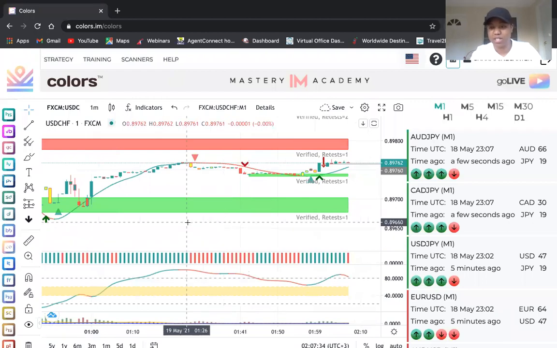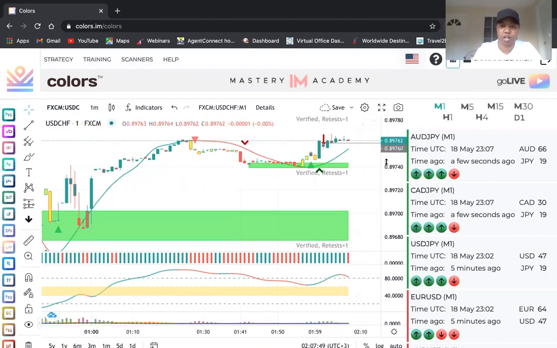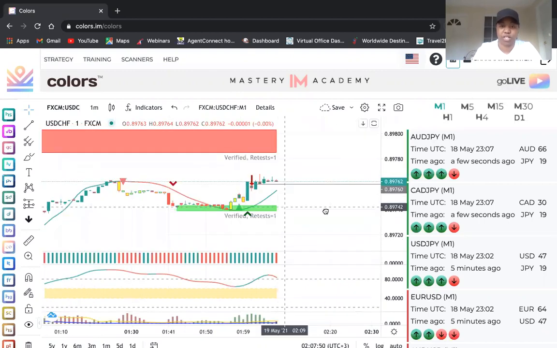Okay. When is the best time to trade colors? You can trade colors from Monday to Friday, guys, 24 hours. So from Monday to Friday, 24 hours you can trade. You can literally use colors, guys. It's available on there 24/7 as long as you log in.